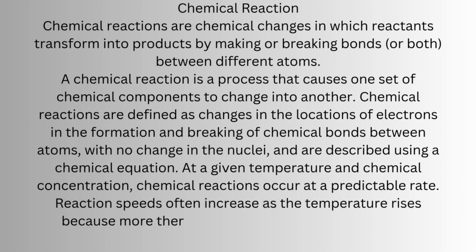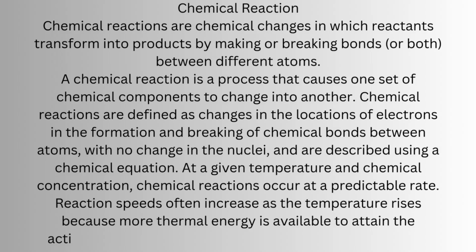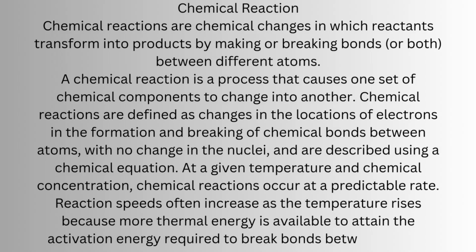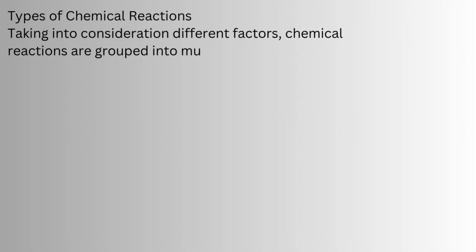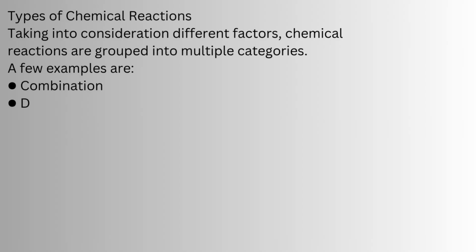Types of chemical reactions. Taking into consideration different factors, chemical reactions are grouped into multiple categories. A few examples are: combination, decomposition, single displacement, double displacement, redox, endothermic, exothermic, precipitation, and neutralization.